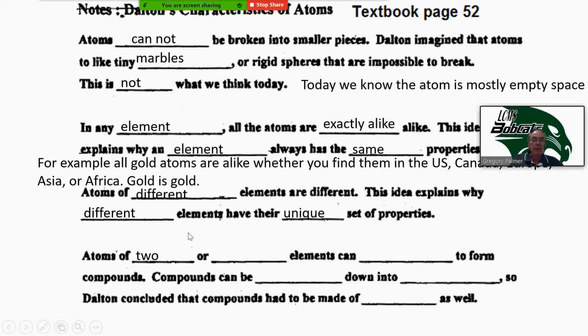And he also believed, and we've been learning about this, elements are one of the pure substances, and the other kind of pure substance was a compound. So Dalton also believed that atoms of two or more elements could combine to form a compound, and that compounds could be broken down into elements. So Dalton concluded that compounds had to be made of atoms as well.